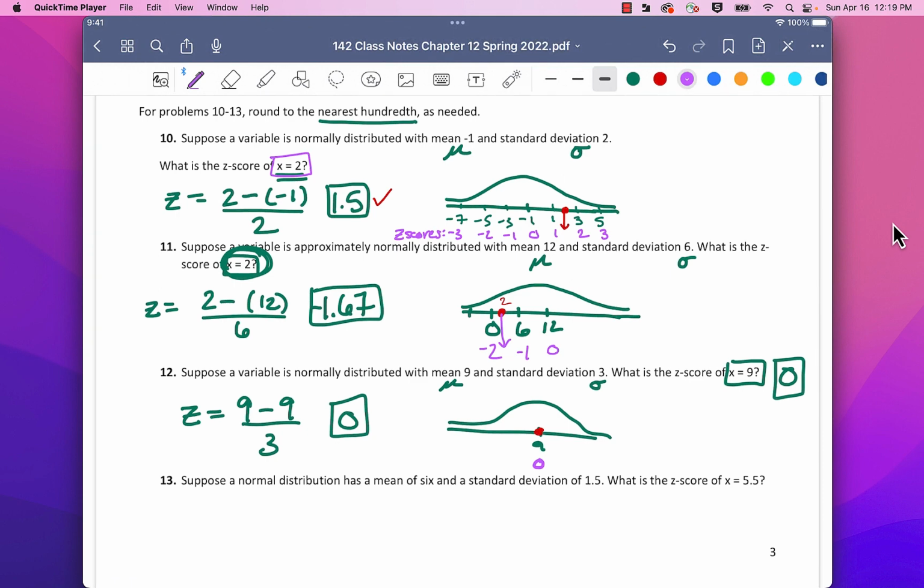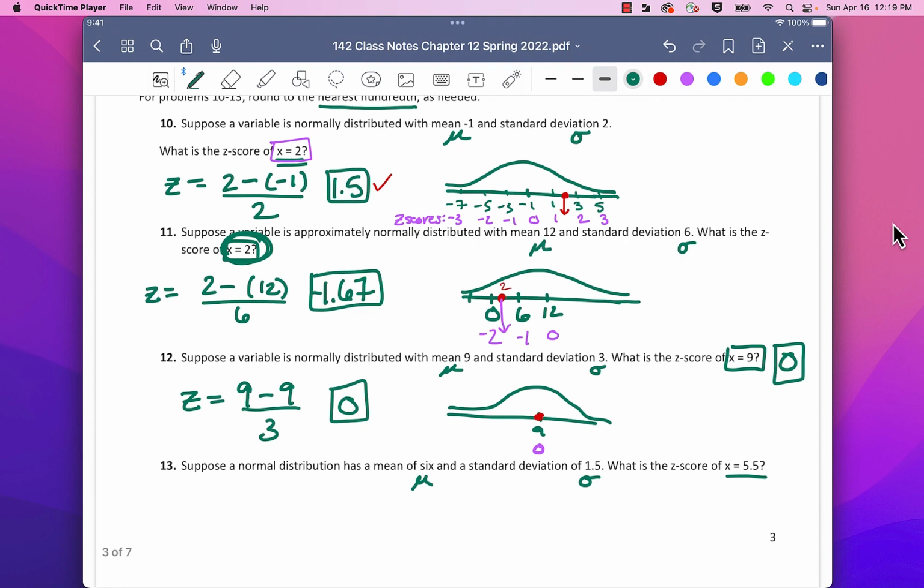All right, number 13. Suppose a normal distribution has a mean of 6 and a standard deviation of 1.5. So here's my mean and my standard deviation. What is the z-score of x equals 5.5? So we've been doing the formula first. You could also do a quick sketch first and sort of give yourself an idea of where this answer is going to fall. Again, just different ways for different folks to problem solve here.